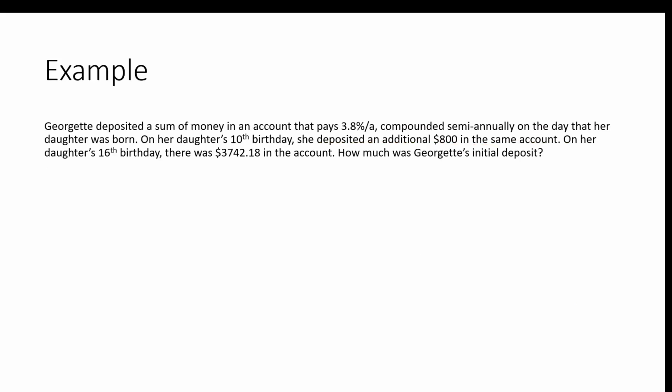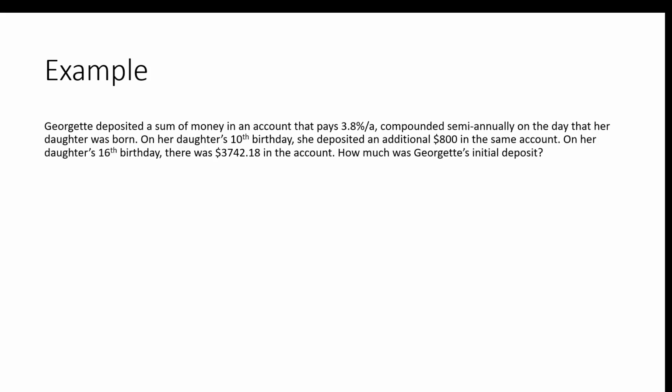Now, suppose Georgette deposited a sum of money in an account that paid 3.8% per annum compounded semi-annually on the day that her daughter was born. And on her daughter's 10th birthday, she deposited an additional $800 in the same account. And finally, on her daughter's 16th birthday, there were $3,742.18 in the account. We'd like to know how much Georgette's initial deposit was.